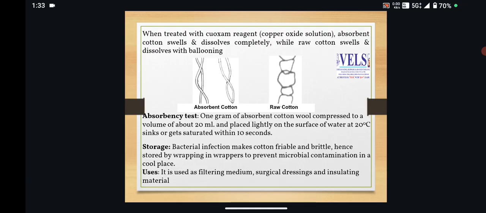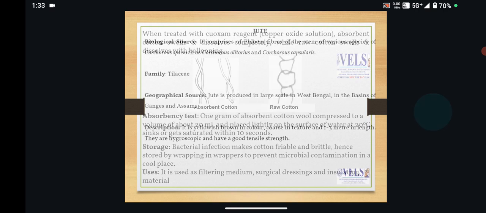It is stored in a cool place. Improper storage makes the cotton brittle and friable in nature, and somewhat more colored. Uses: most cottons are used in the surgical industry as absorbent cotton, whereas raw cottons are used in the preparation of cloth and other things, as filtering medium and insulating material.